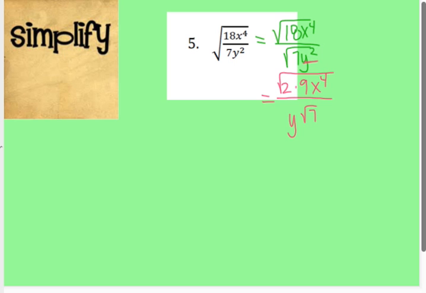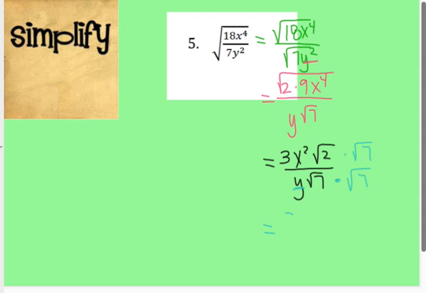Okay, so now I'm going to rewrite the numerator. So I would have 3x squared square root of 2 all over y square root of 7. Okay? Now remember, I cannot have any radicals in my denominator. Okay? This y is fine. It's not in a radical, so that can be there, but I cannot have any radicals. So I would have to say, well, what's going to be a perfect square? What do I have to multiply 7 by? Well, 7 times 7 will give me 49. So I would multiply the numerator and denominator by the square root of 7.